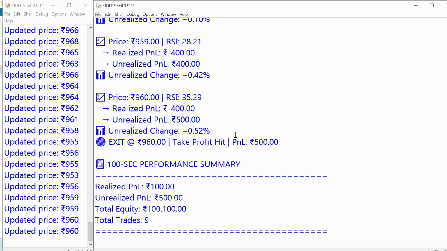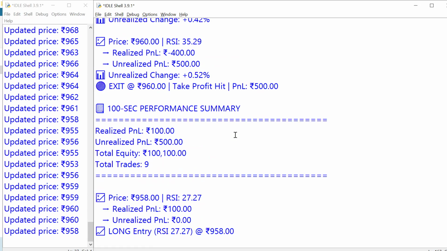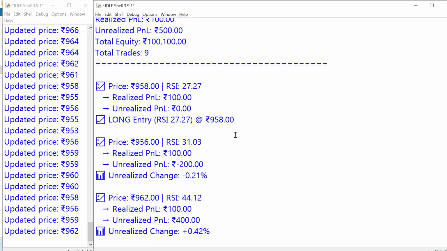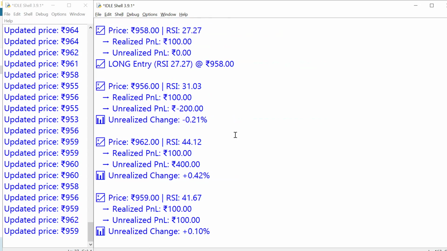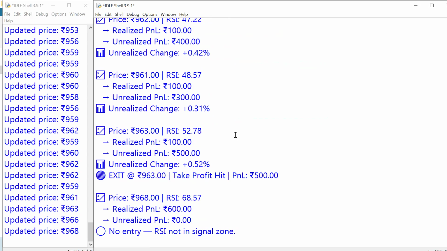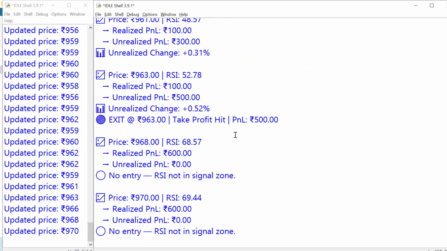Okay, we have ended the trade. So realized profit is 100. We are in a profit zone. Again, the RSI is below value, so we have taken one more long entry, 958. 958 is a long entry. We are in an unrealized profit of 300 and realized of 100. Okay, we have taken one more profit. Great. Okay, RSI is above the value. Realized profit is 600.